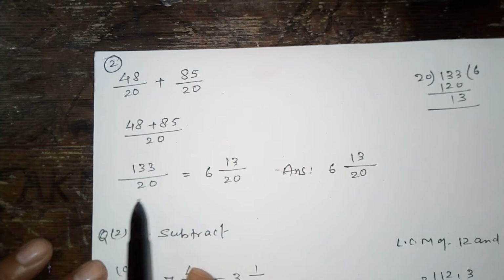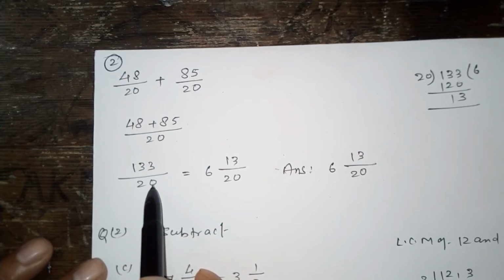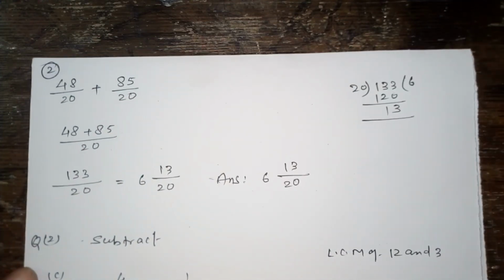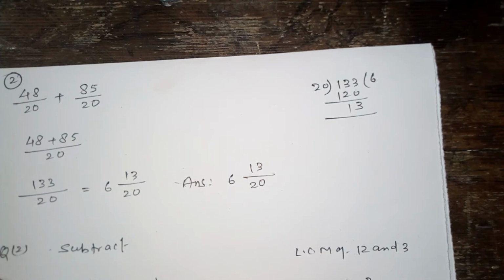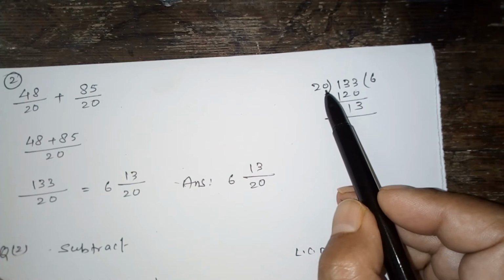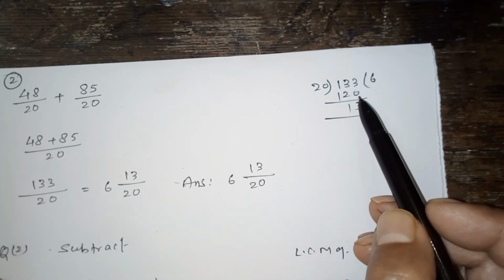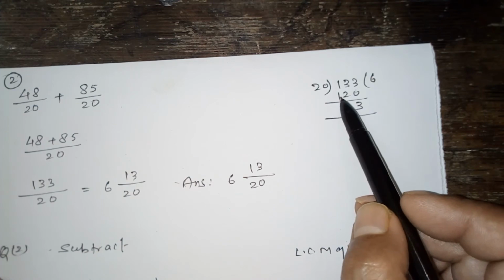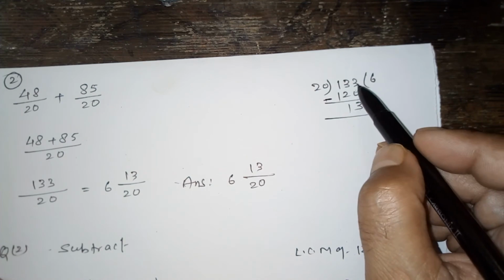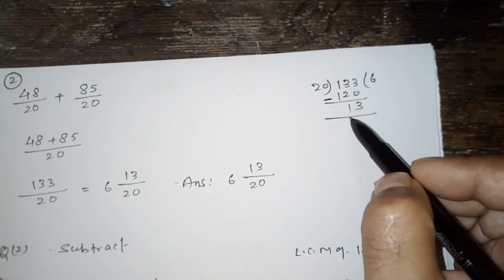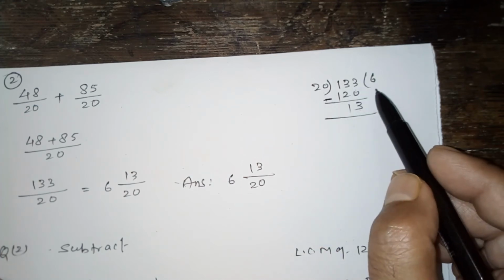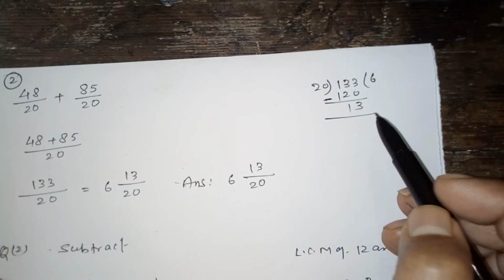This is an improper fraction, and the improper fraction is converted to a mixed fraction. How? Look here. For this we will apply the division procedure. 133 divided by 20. I hope that all of you know the division procedure. 6 20s are 120. After subtraction you will get 3 minus 0 is 3, 3 minus 2 is 1. So it will give you 6 and 13 upon 20.